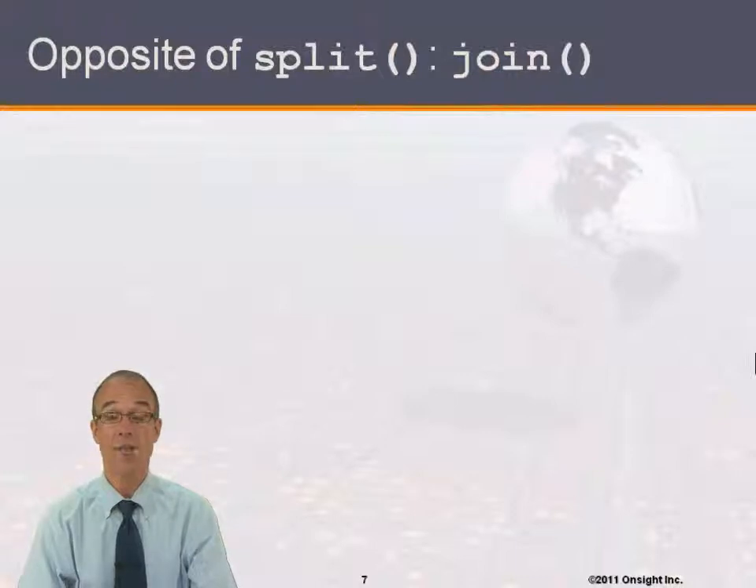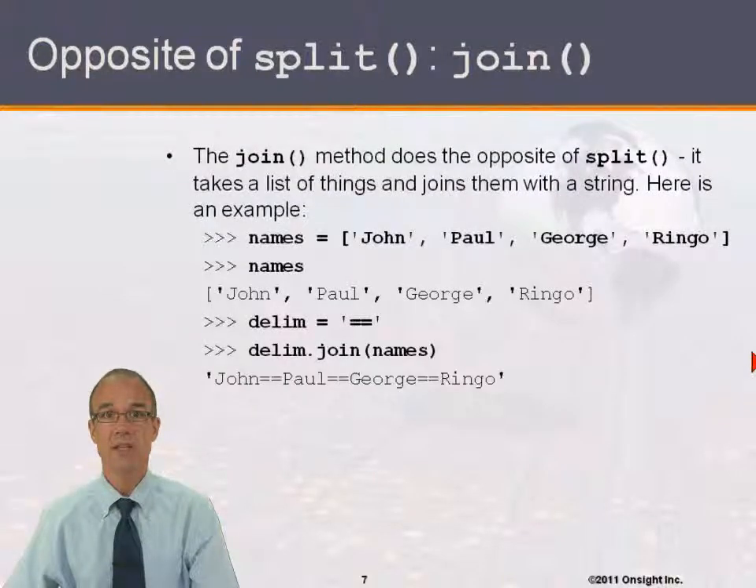The opposite of that, take a list and produce a string, is done with the join method. So let's look at join. Here I take a list, names, and that's John, Paul, George, Ringo. And then I'm going to create a delimiter, the thing that will be separating the items. That'll be double equals. I take that delimiter, double equals, and use it to join the items in names.